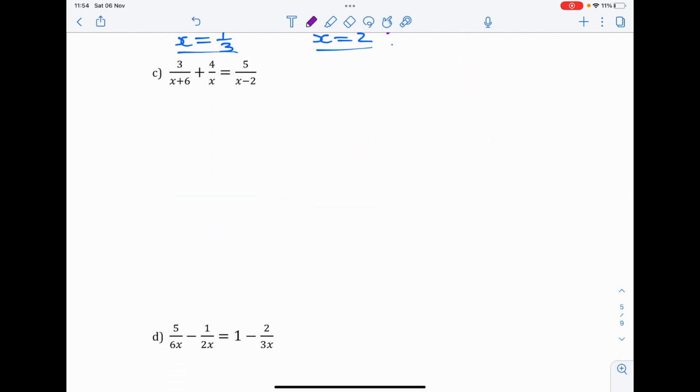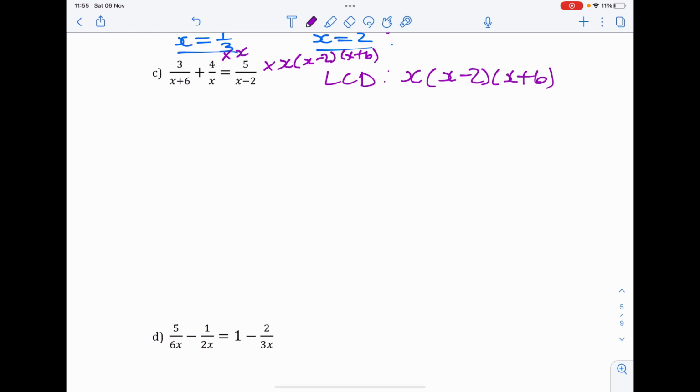Then let's move on to a trickier one, because now there's lots of different denominators. So the LCD would be the multiplication of all of them together. So x times (x minus 2) times (x plus 6). Always good to use brackets. So now we have to multiply each term by that whole LCD, every single term. So this can get a bit messy. And this term on the left as well.